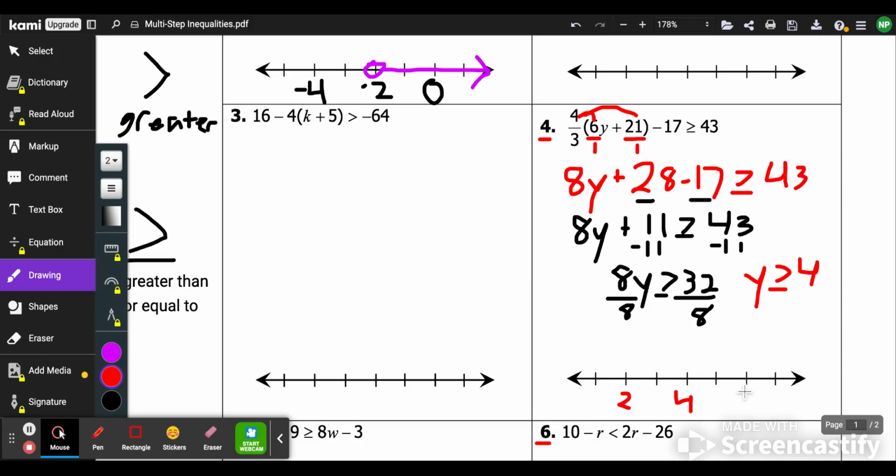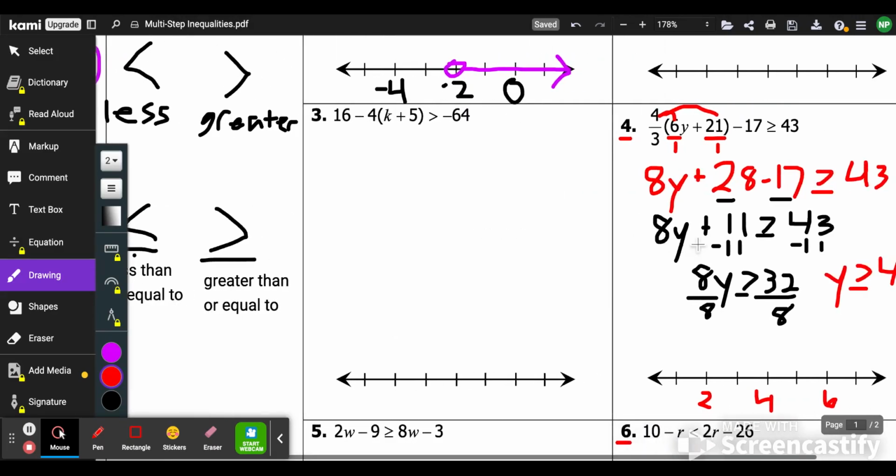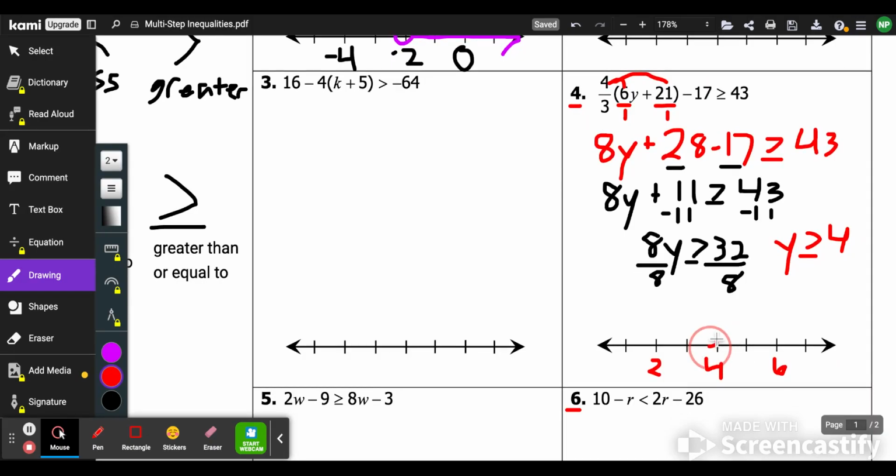2, 6. So since it's a greater than or equal to, that tells me I have a closed circle on 4. And then I shade my line to the right. And if you want to check, just like when we do multi-step equations, you can plug 4, you could plug 10, any number that is greater than or equal to 4 back into the equation to see if it makes it true.